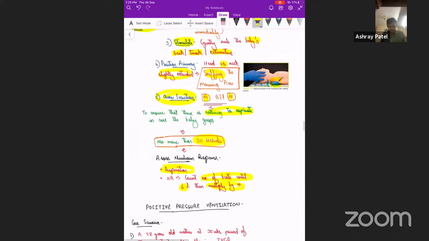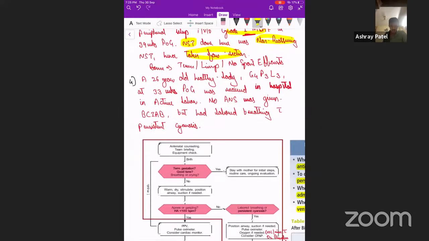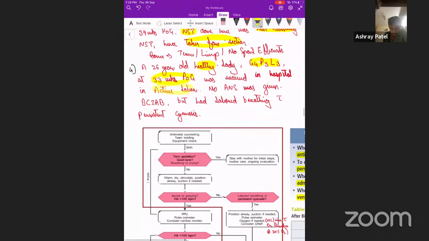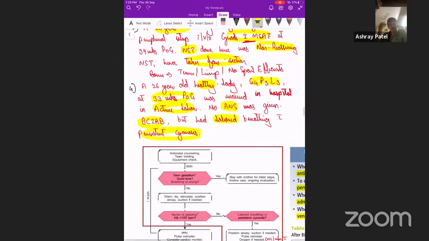Now let's look into the next case scenario. This is a 26-year-old healthy mother, gravida 4, para 3, living 3, at 33 weeks of gestation, received in hospital in active labor. No other risk factors were present, and no antenatal steroids were given. This baby cried immediately after birth but had labored breathing, some amount of respiratory distress, and persistent cyanosis even at the end of 1 or 2 minutes. So what do we do to this baby?